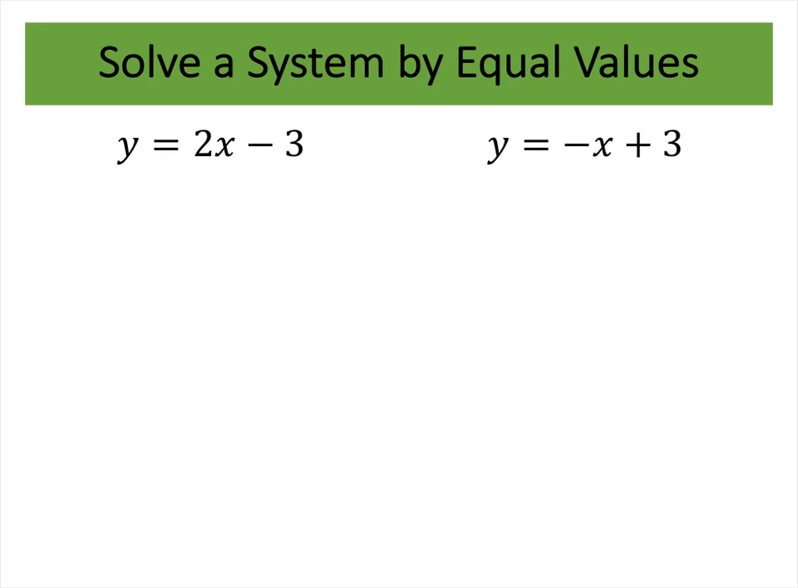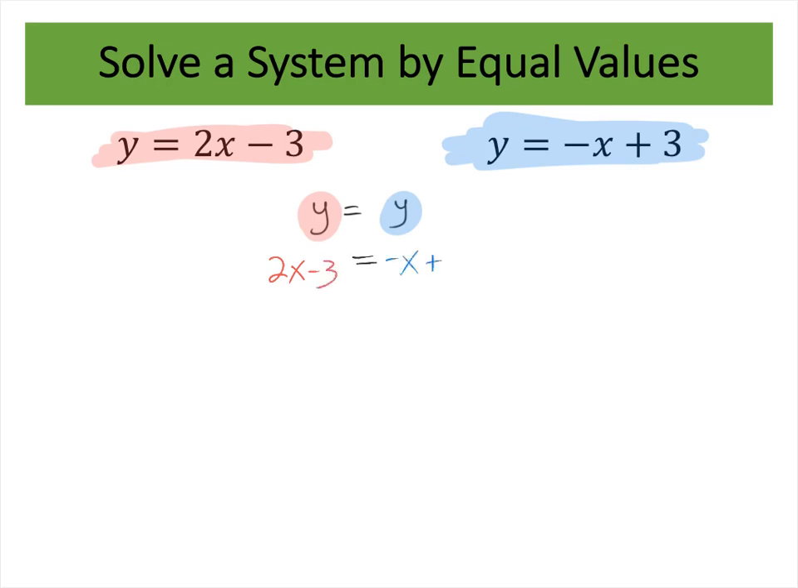So I'm going to highlight these again because I thought the red equation and the blue equation was very helpful. It doesn't matter what you call them, but we've got y equals y. One of them we're going to replace with the red equation, the other with the blue equation. So I've got 2x minus 3 is equal to negative x plus 3, and we solve.